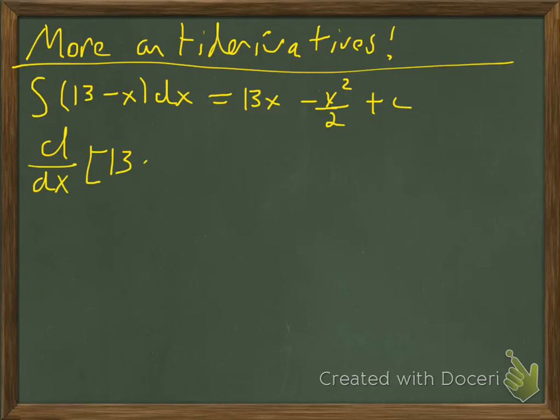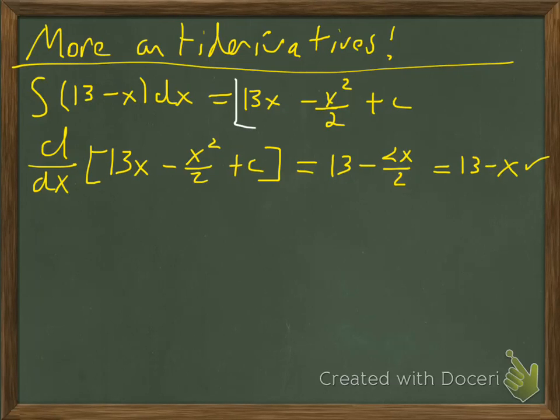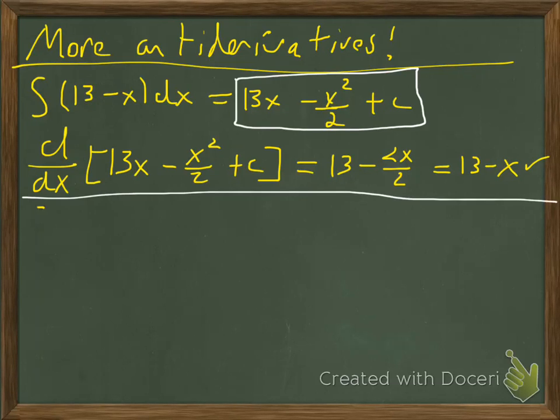We'll check by taking the derivative. So the derivative of 13x is just 13. Bring down that exponent. And the derivative of the constant is just 0. So we get 13 minus x, which is the integrand. So happy times, we got the right antiderivative.